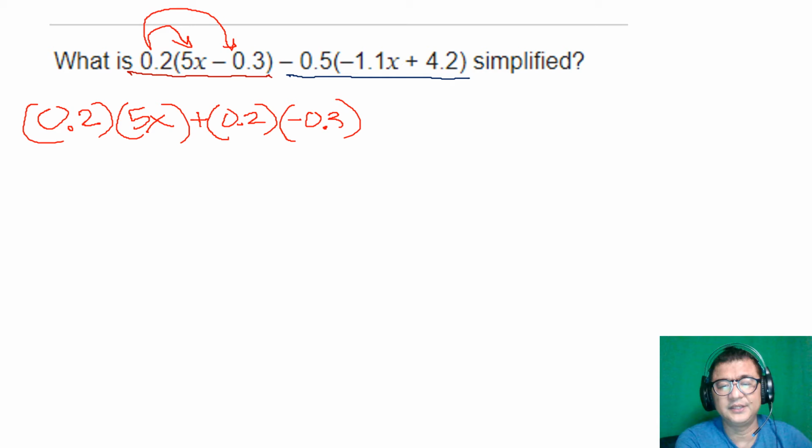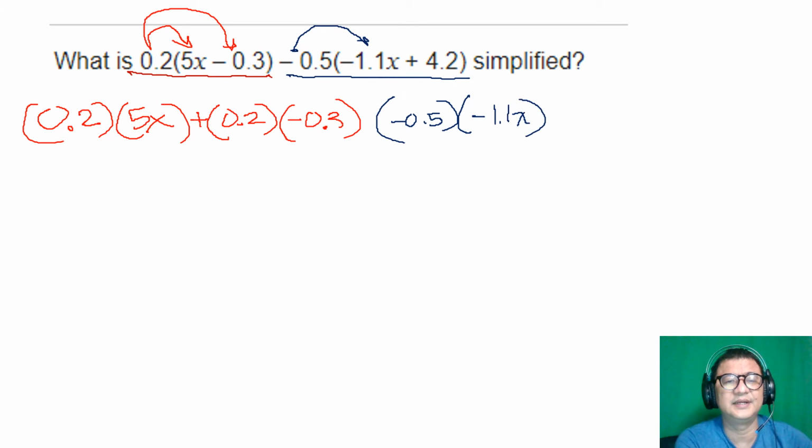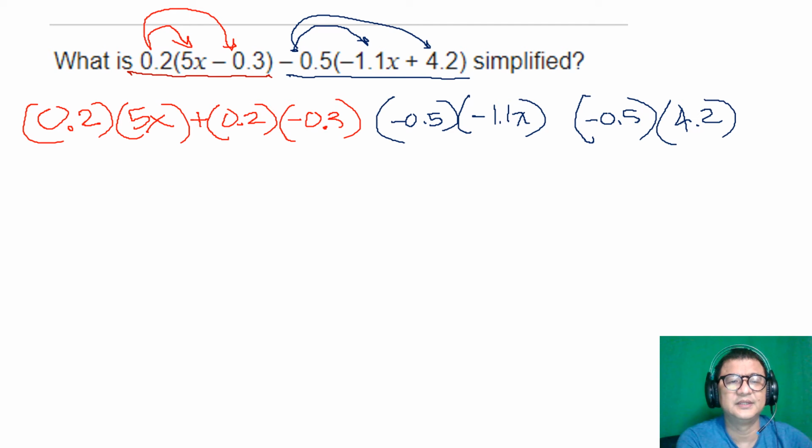Okay. Now, the one in blue. So that's going to be a negative 0.5, negative 0.5 times negative 1.1x. All right. Next, distributive, negative 0.5 times 4.2. Okay. Then we're going to add them later. That's now an expanded form. Really, it's so long. But we're not yet done.